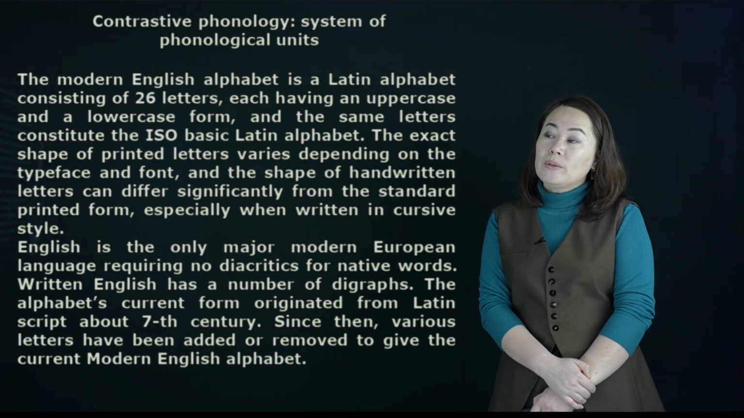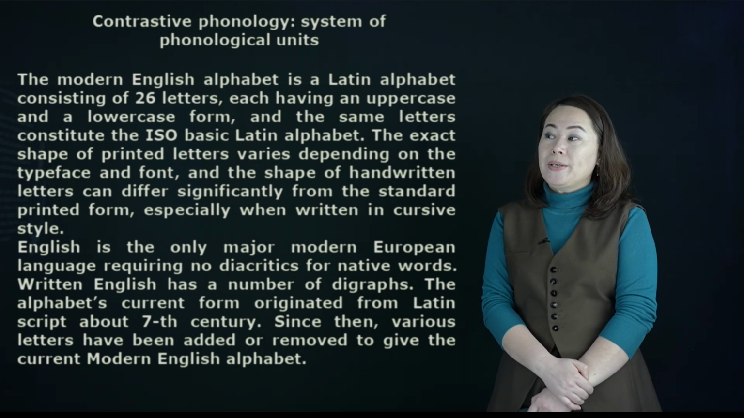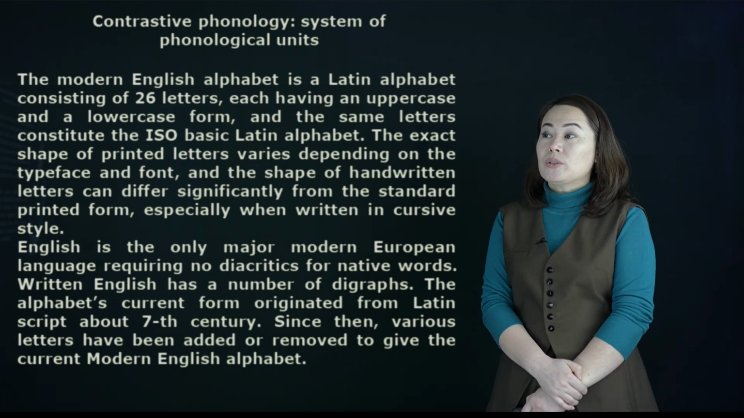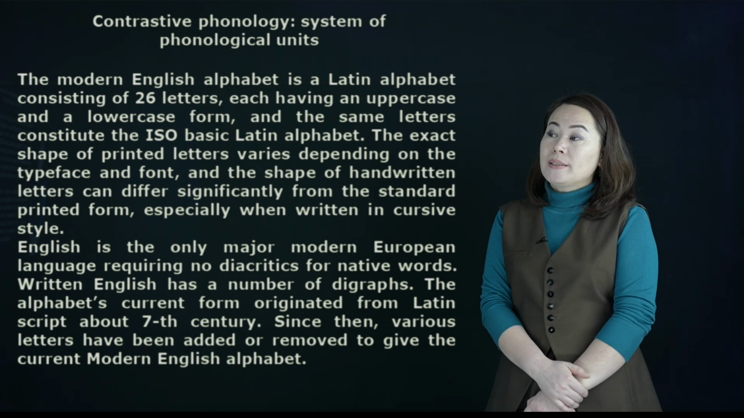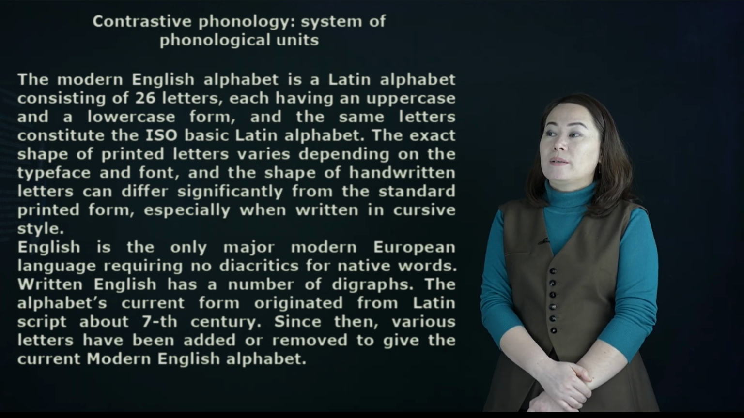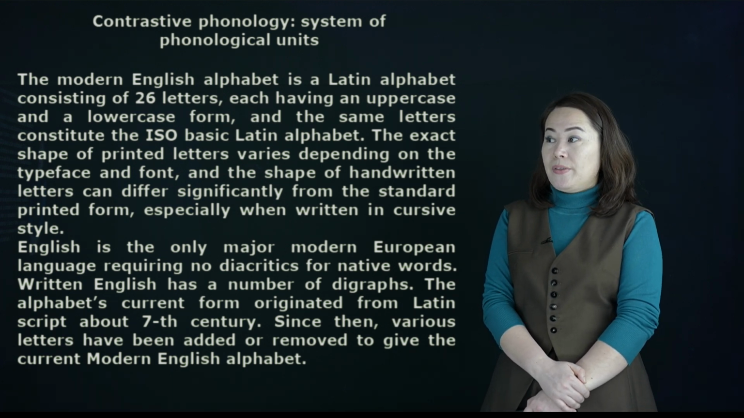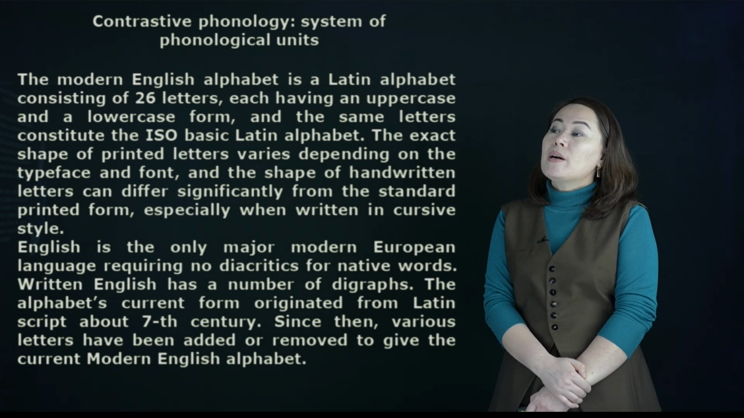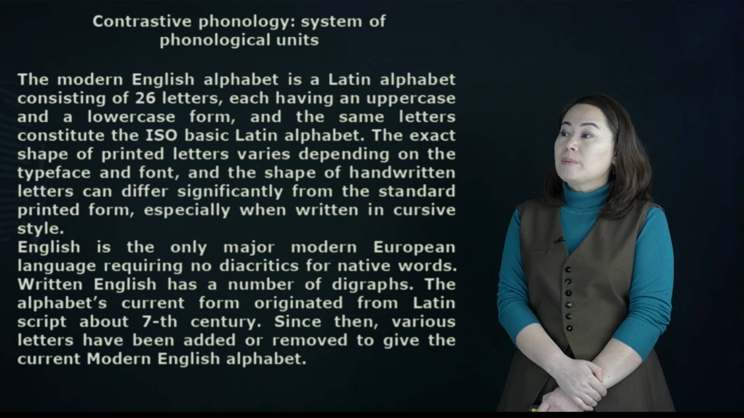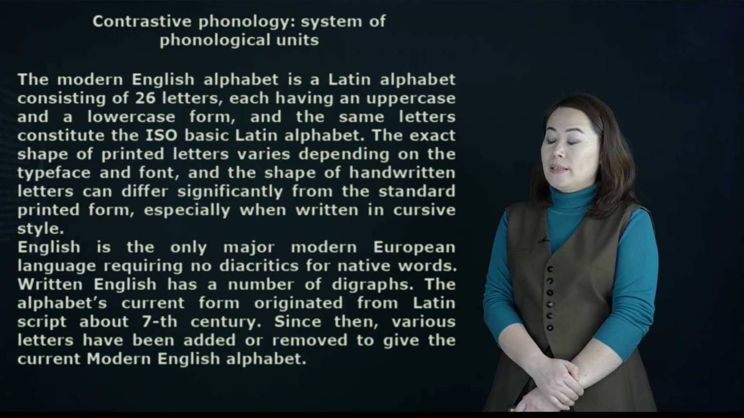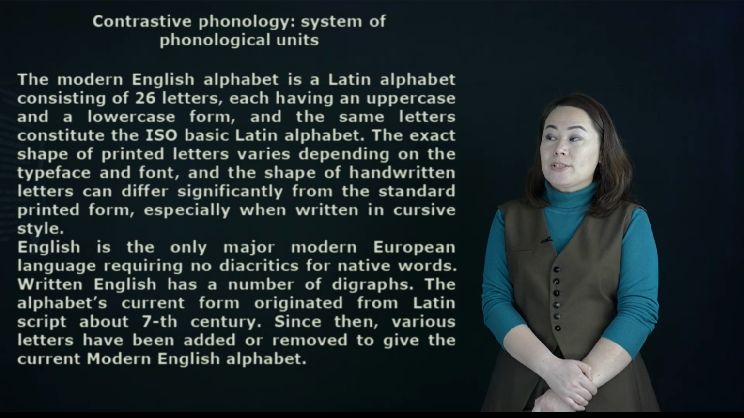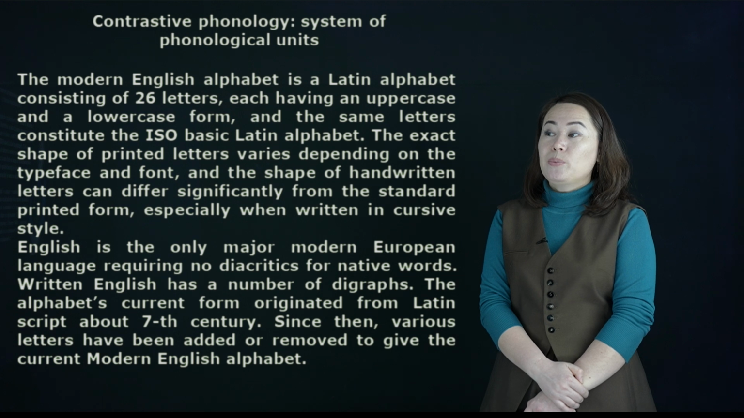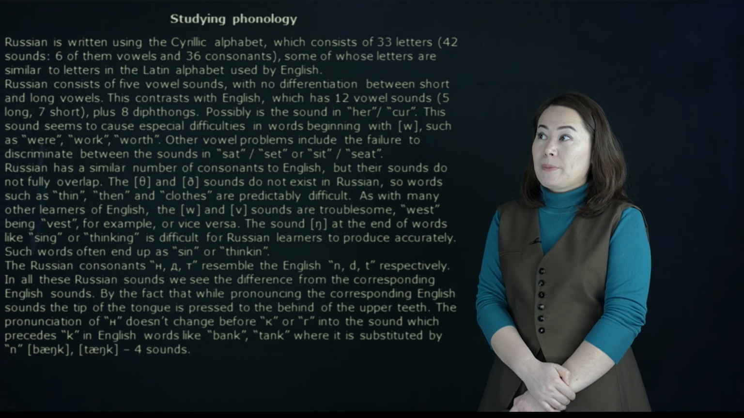English is the only major modern European language requiring no diacritics for native words. Written English has a number of digraphs. The alphabet originated from Latin script about the 7th century. Since then, various letters have been added or removed to give the current modern English alphabet.